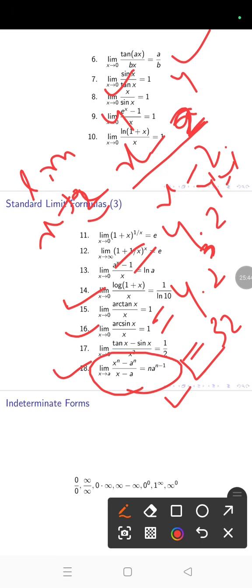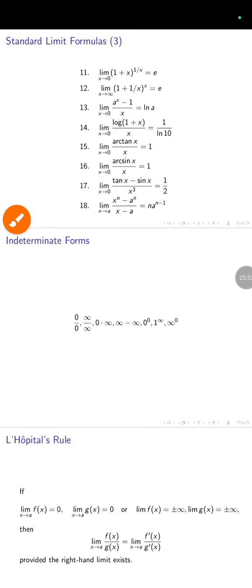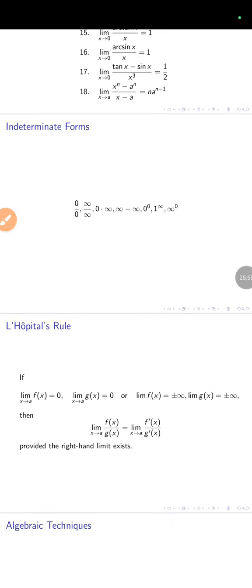Okay, so only remember the marked formulae. Okay, next, come to the next slide. These are the indeterminate forms: 0 by 0, infinity by infinity, 0 into infinity, infinity minus infinity.